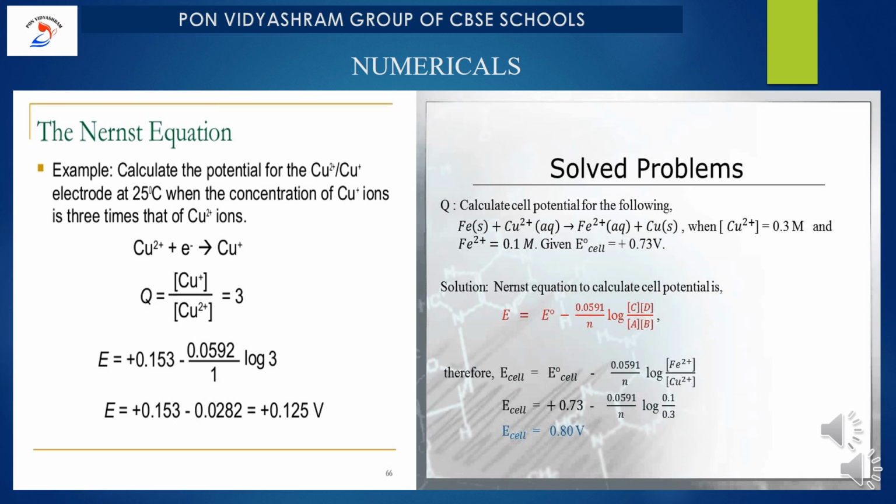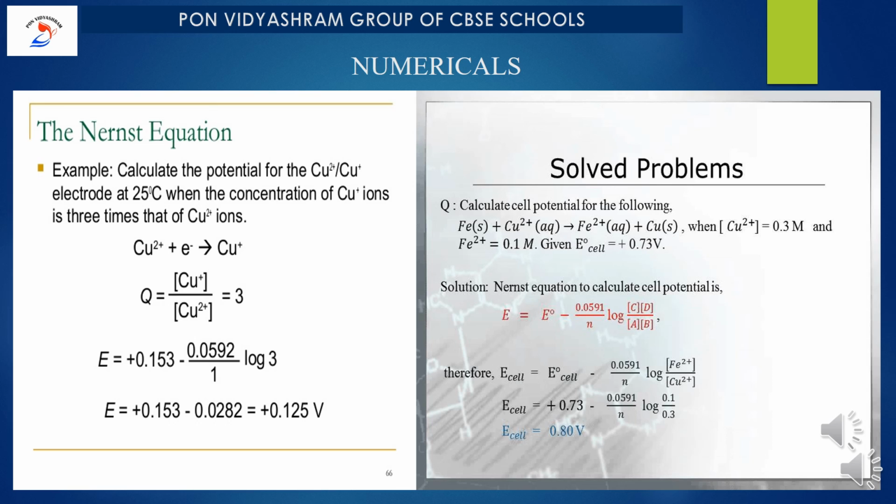Please understand, the numericals we get will always be at 25 degrees Celsius. Please remember. Second point, for this numerical they have given the concentration of Cu+ ion as 3 times that of Cu2+. This is a keyword. Now, complete the reaction.